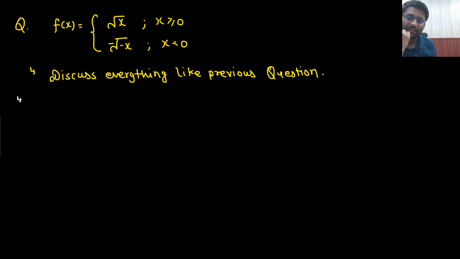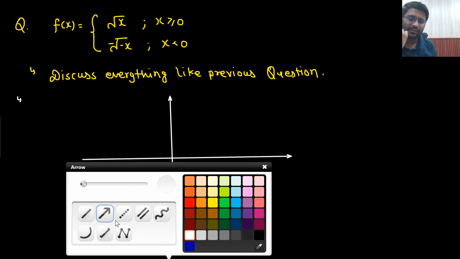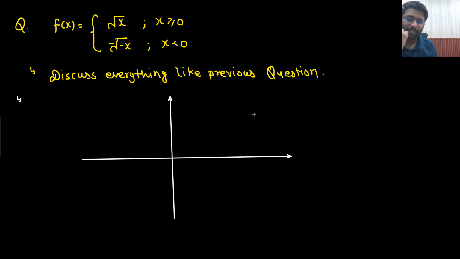Can you draw this graph? Yes, sir, on my own, I can draw this graph. So do it on your own. For x greater than 0, I need to draw the graph of under root x. This is your f(x). This is the graph of under root x. And for x less than 0, you need to draw the graph of minus under root x.